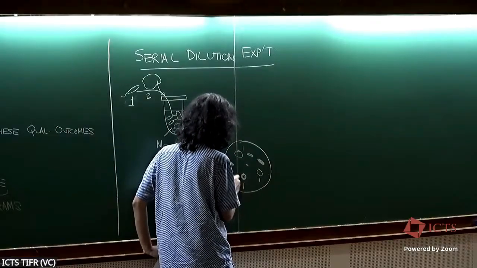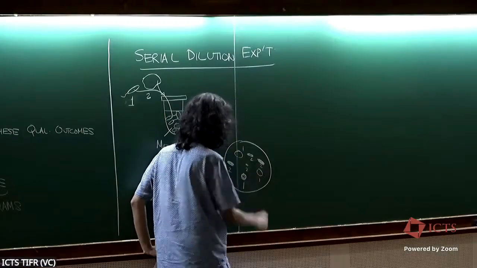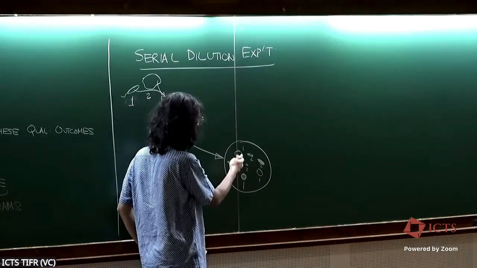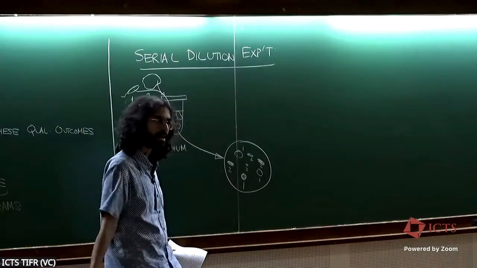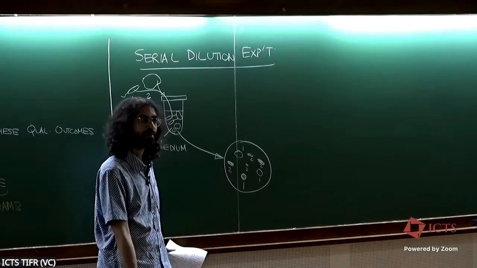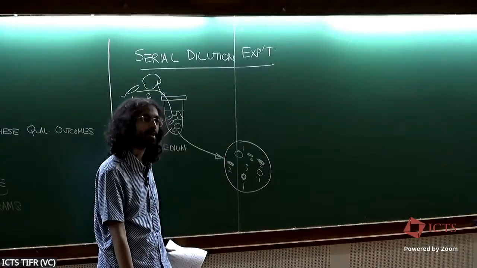So this might be 1, 1, 1, this might be 2, 2, 2. And yeah, you can say that there are 3 out of 1, 2, 3, 4, 5, 6, 7, 8. 3 out of 8 roughly is the fraction of the population of species 1. 5 out of 8 is species 2.